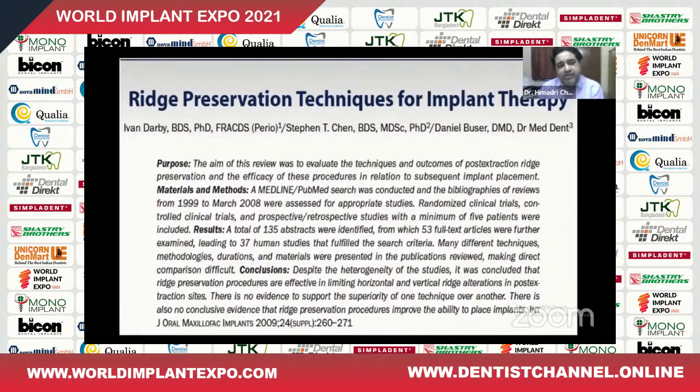This is a very interesting study by Vignoletti, Stephen Chen, and Daniel Buser from the ITI group, which was published in 2009. It is about ridge preservation techniques, and it is basically a systematic review of randomized controlled clinical trials accumulated together. It's not a meta-analysis, but a systematic approach. They found that despite the heterogeneity of the studies, ridge preservation procedures are effective in limiting horizontal and vertical ridge alterations in posterior extraction sites. And there is no evidence to support the superiority of one technique over another. So there are several techniques, but almost all of them give equivalent results. And there is no conclusive evidence that ridge preservation procedures improve the ability to place implants, mostly in the anteriors.